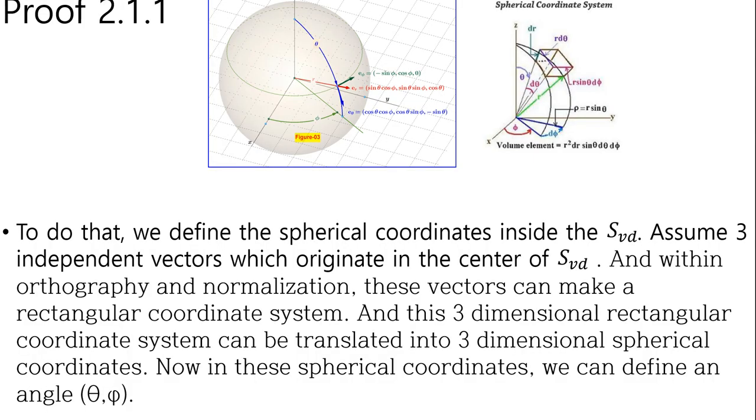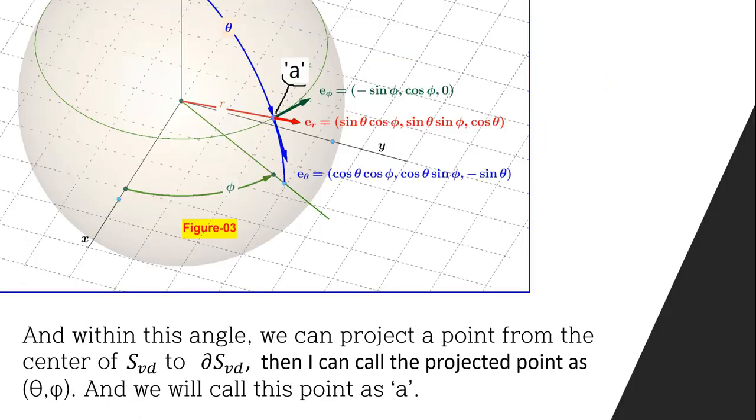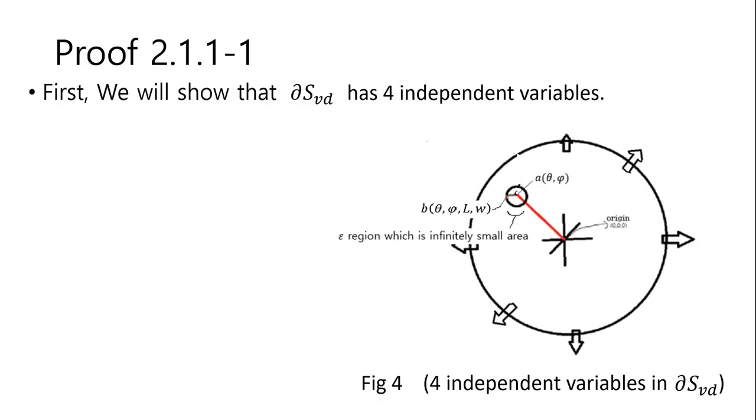To do that, we define the spherical coordinates inside S_3^D. Assume three independent vectors which originate at the center of S_3^D. With orthogonalization and normalization, these vectors can make a rectangular coordinate system, and this three-dimensional rectangular coordinate system can be translated into three-dimensional spherical coordinates. Now, in these spherical coordinates, we can define angles theta and phi, and with these angles, we can project a point from the center of S_3^D to ∂S_3^D. Then I will call the projected point (theta, phi), and we will call this point A.